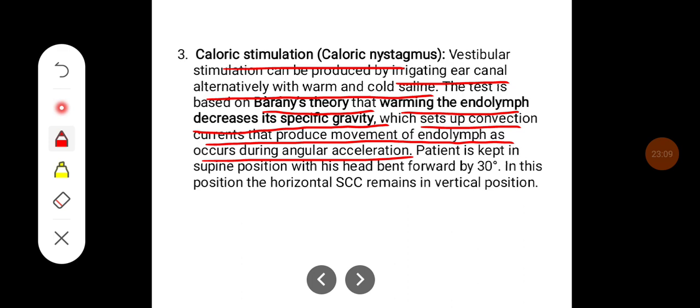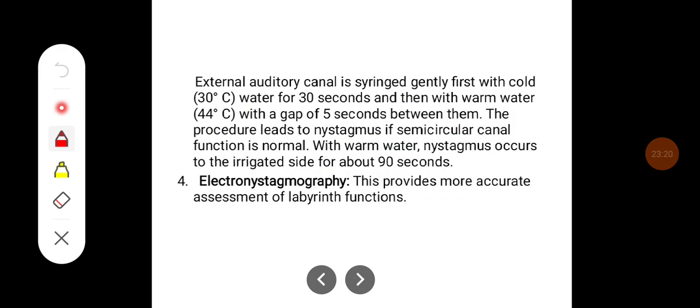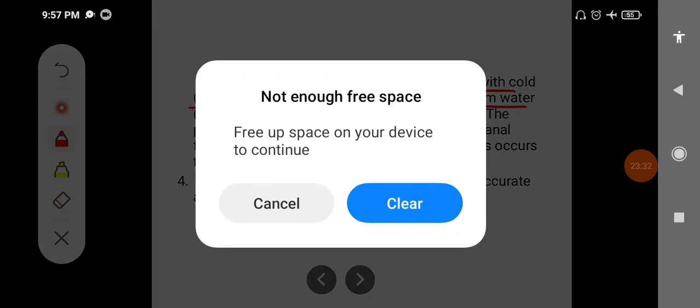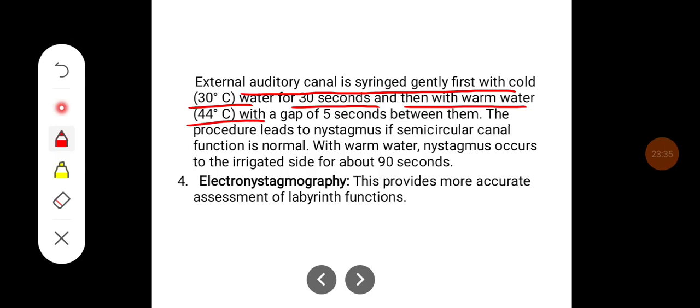The patient is kept in a supine position with his head bent forward by 30 degrees. In this position, the horizontal semicircular canals remain in a vertical position and the external auditory canal is syringed gently, first with cold water at 30 degrees Celsius for 30 seconds, and then with warm water at 44 degrees, with a gap of 5 seconds between them. The procedure leads to nystagmus if semicircular canal function is normal. With warm water, nystagmus occurs to the irrigated side for about 90 seconds.